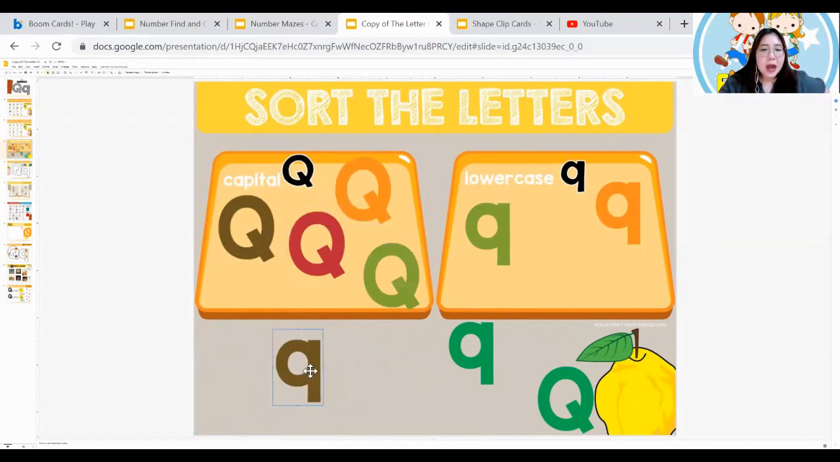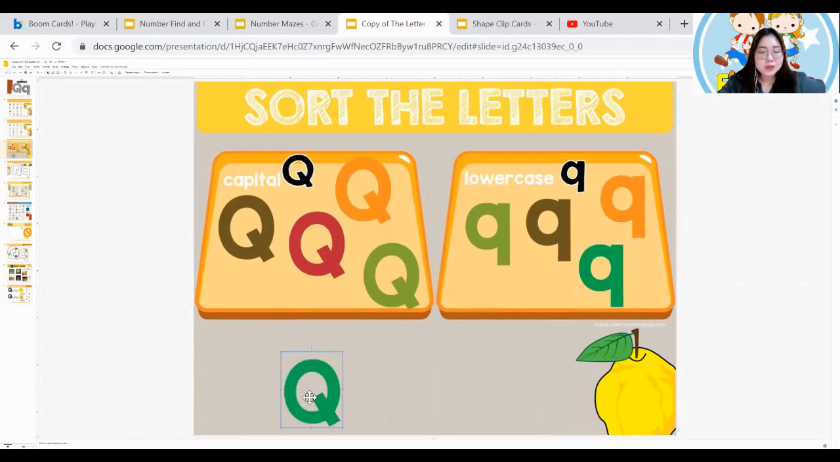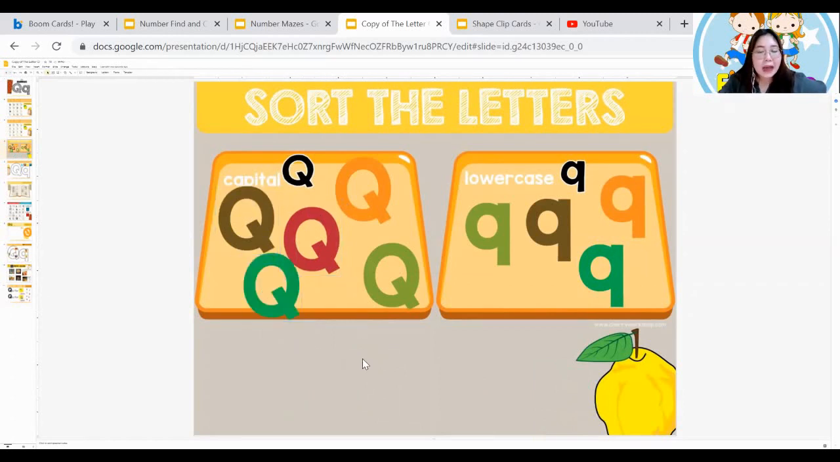Then we have a brown letter. Is this capital or lowercase? Lowercase. Then we have the green one. Capital or lowercase? Lowercase letter Q. Good job. And then here we have this one. Is this capital or lowercase? Capital letter Q. So we have all capital letter Q's here and all the lowercase letter Q here.